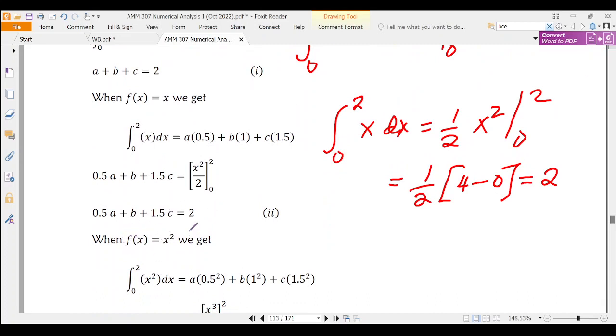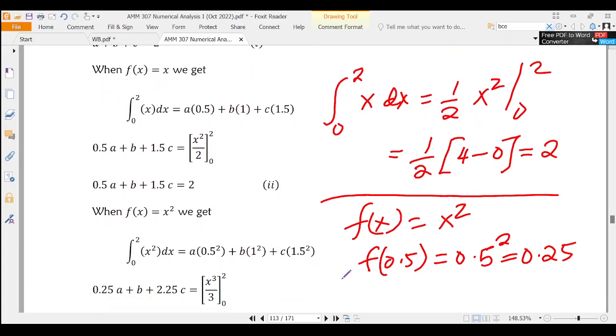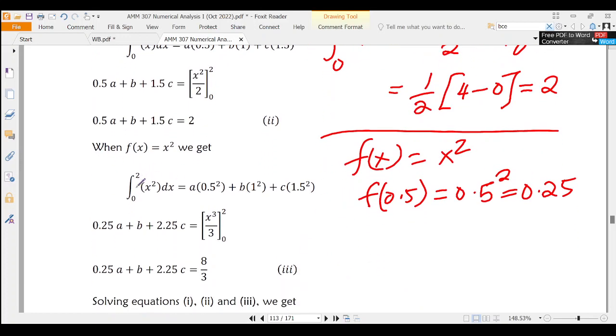Now, when f of x is equal to x squared, the last value, then f of 0.5 will be 0.5 squared, which is 0.25. And similarly, f of 1 will be 1 squared. F of 1.5 will be 1.5 squared. Then we substitute and integrate. The integral of x squared will give us x cubed over 3. When we put x is 2, then we get 8 over 3. So we get the third equation.